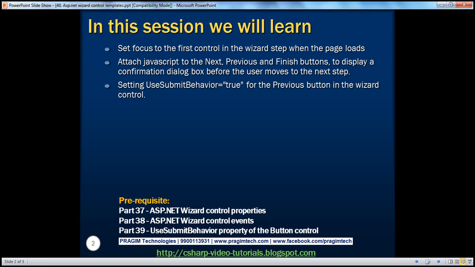In part 36 of this video series, we have discussed the basics of working with the wizard control. In this session, we'll look at the more advanced features of the wizard control, like setting focus to the first control in the wizard step when the page loads, attaching JavaScript to the next, previous, and finish buttons to display a confirmation dialog box before the user moves to the next step, setting UseSubmitBehavior equal to true for the previous button in the wizard control so that when the user hits the enter button after entering data, the user moves to the next step in the wizard rather than to the previous step.